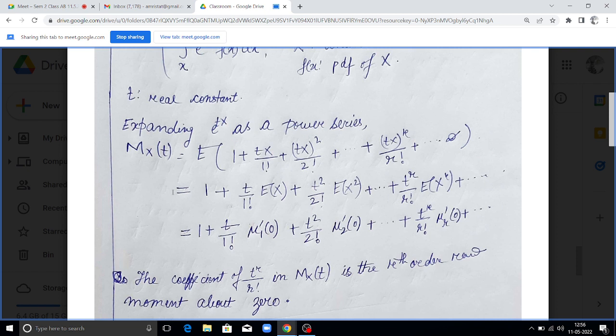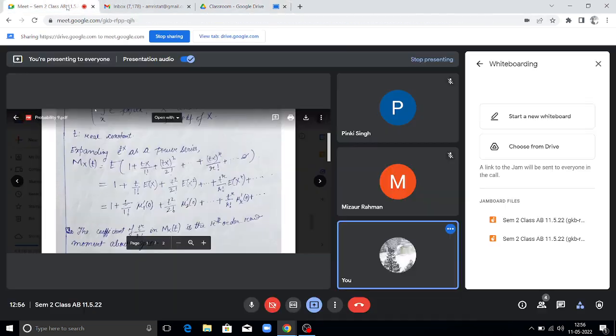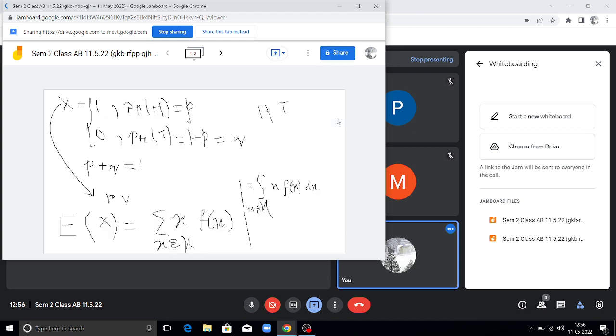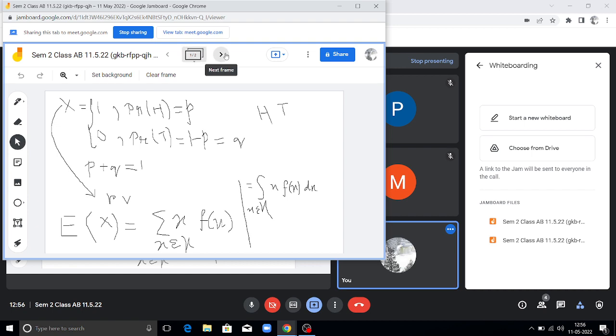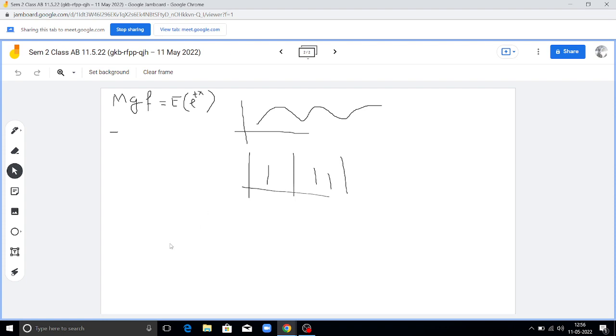Now this expectation of x is known as mu 1 prime. I'll just show it again in the Jamboard. I hope you can see the Jamboard, right?